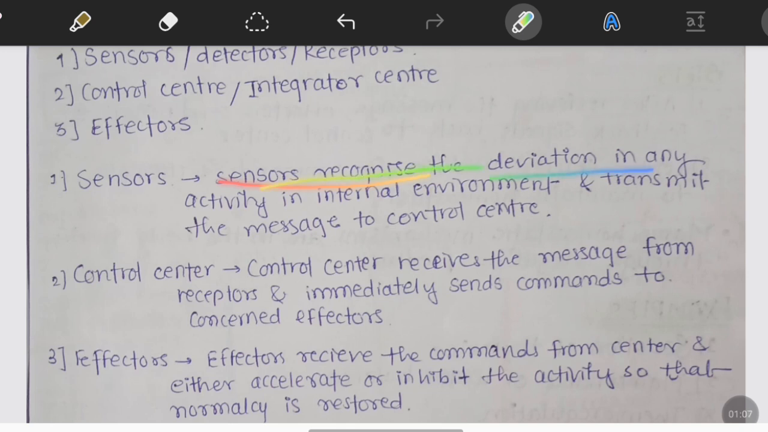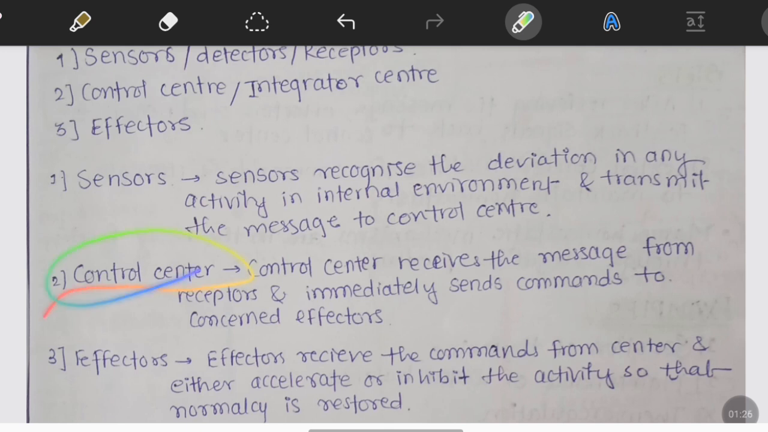Sensors recognize a deviation in any activity in the internal environment and transmit the message to the control center. For example, osmoreceptors, which respond to diuresis, are sensors of our body.